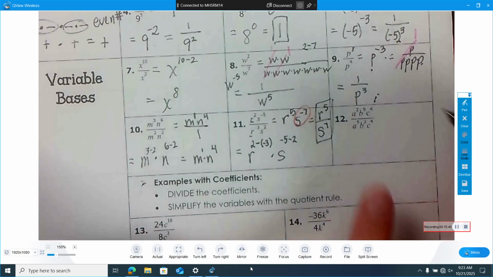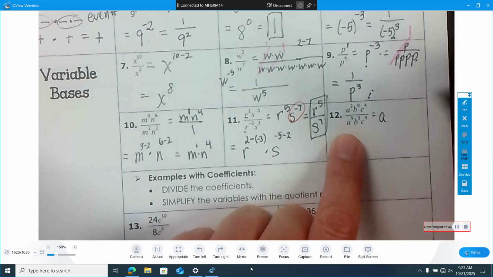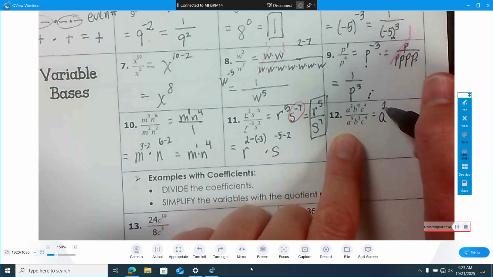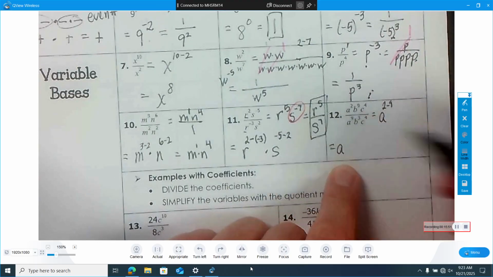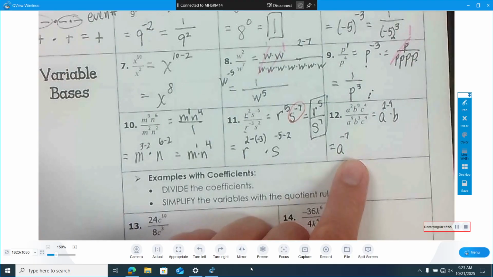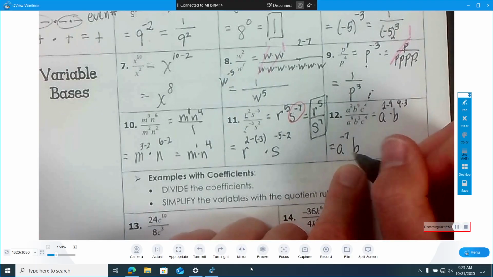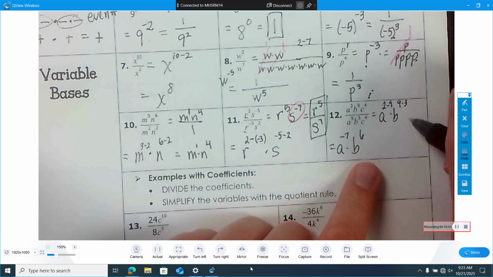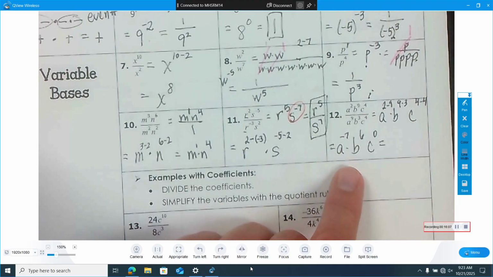All right, let's look at number 12. We've got A's. We are going to do top minus bottom, 2 minus 9. What is that? A to the negative 7. Very good. We got B's. Top minus bottom would be 9 minus 3. What is that? 6. B to the 6th. Very good. We've got C's. Top minus bottom. 4 minus 4 is 0. C to the 0. Now we got to clean it up.